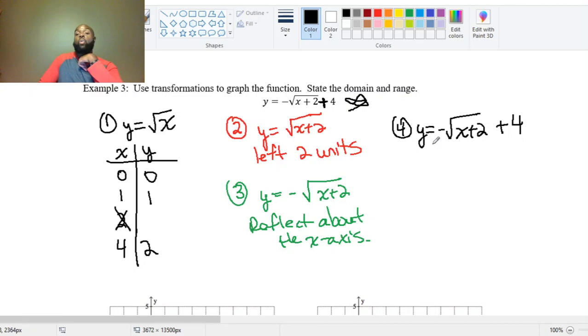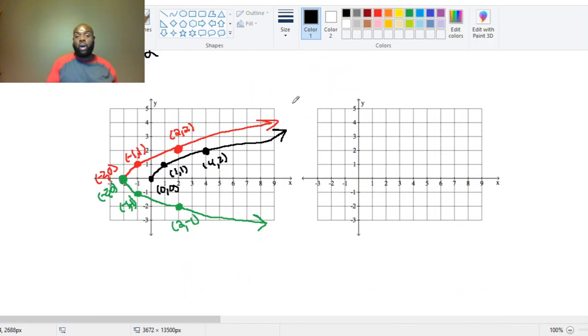And so what I'm going to do is take all the points from that previous graph, and basically I'm adding 4. So we're going to go up 4 units. I'm adding 4 to all of the output values of this graph right here. Notice the +4 is outside of that square root. And so I'm going to put this on my final graph here, which is to the right.